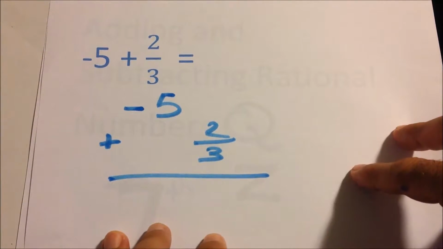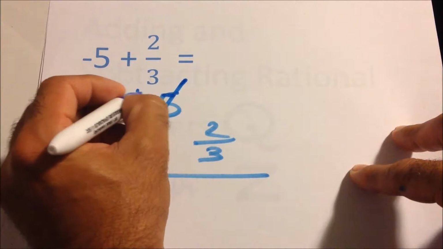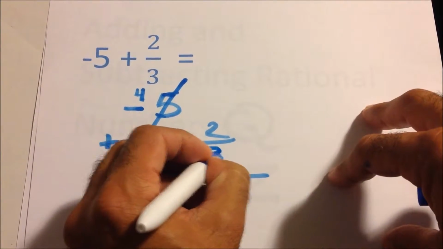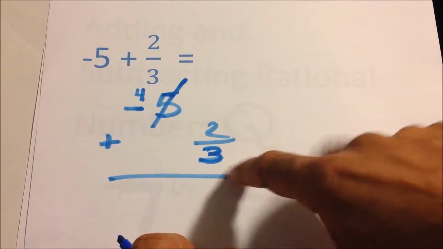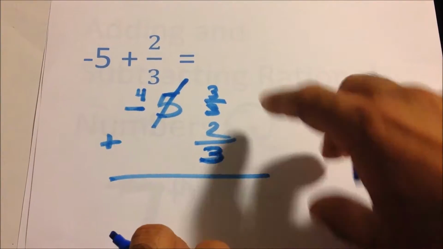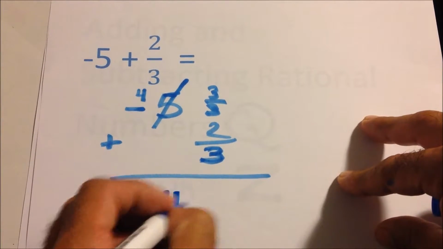So what we have to do here is borrow from the 5. Seems strange. And that's going to be a -4. Now the fraction is going to be whatever the denominator says here. So that's a 3. So we're borrowing 3/3. Why 3/3? Because 3/3 is 1. That's what we borrowed. We borrowed one number. And this would be a -4 and 1/3.